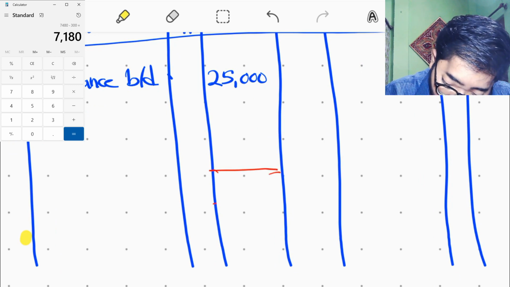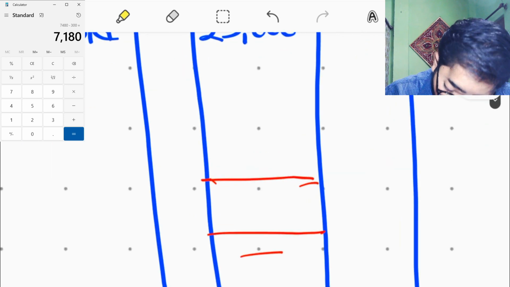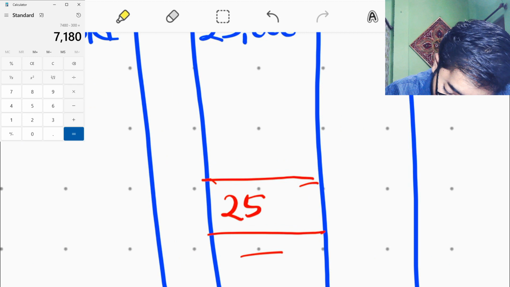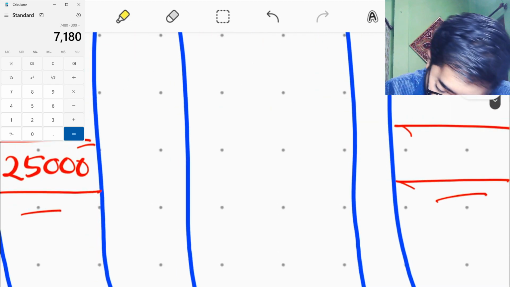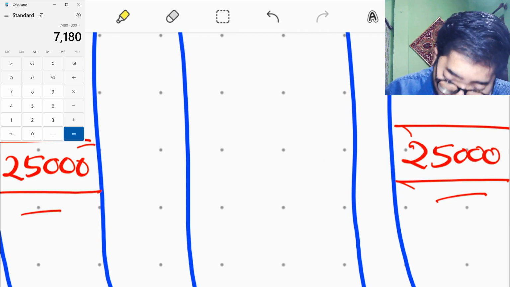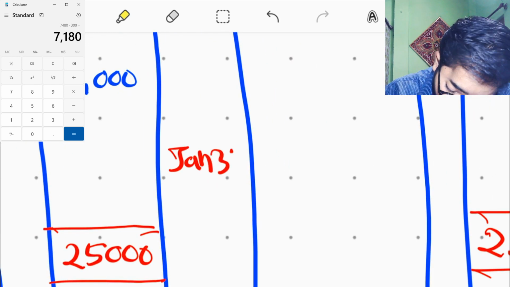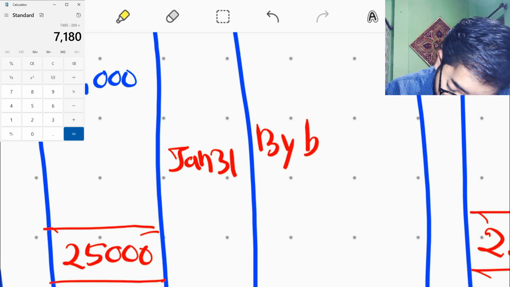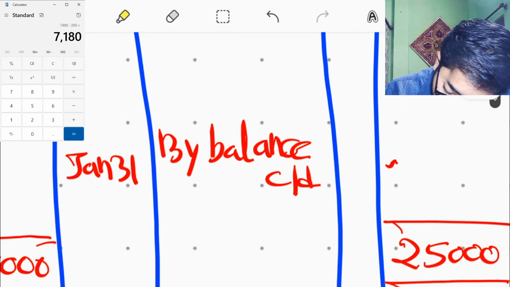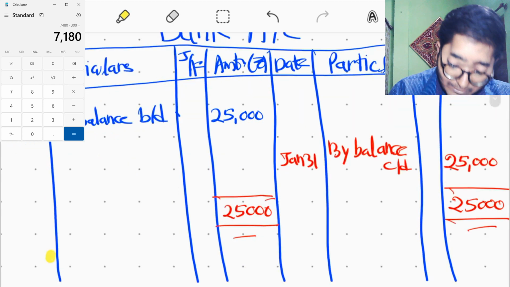The highest total would be inside this box. So the highest is what? 25,000. And to match it up, in the closing date, January 31, by balance CD 25,000. The closing balance of the bank account is 25,000 itself.